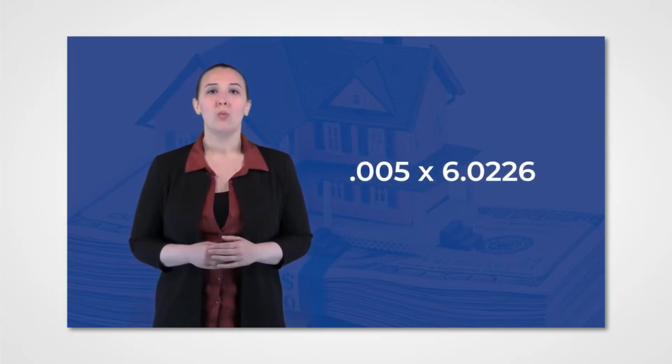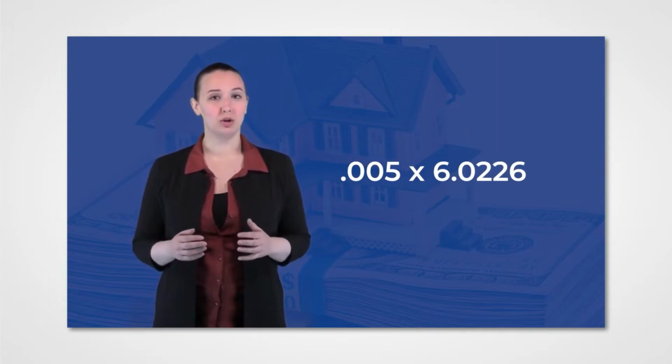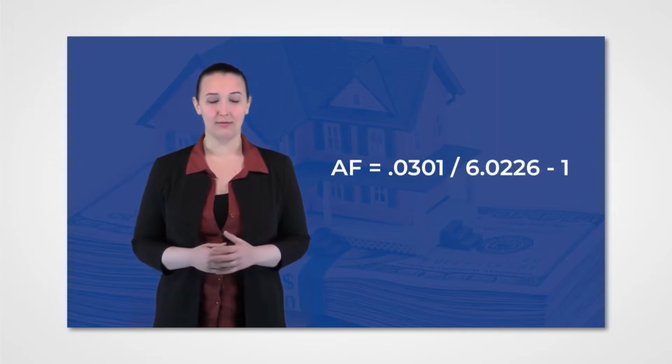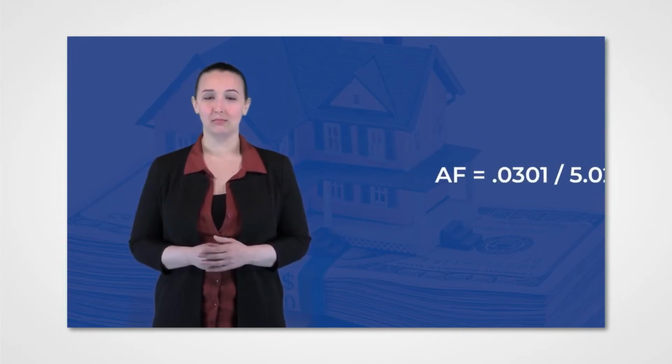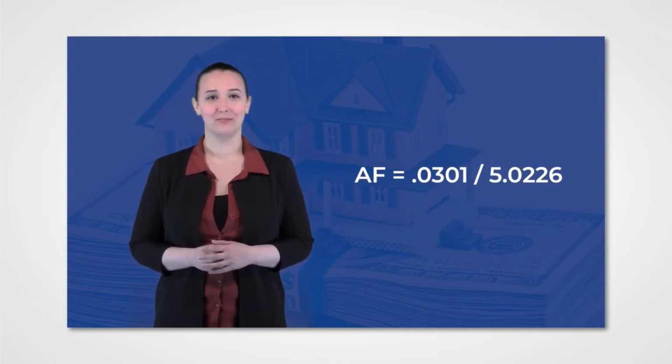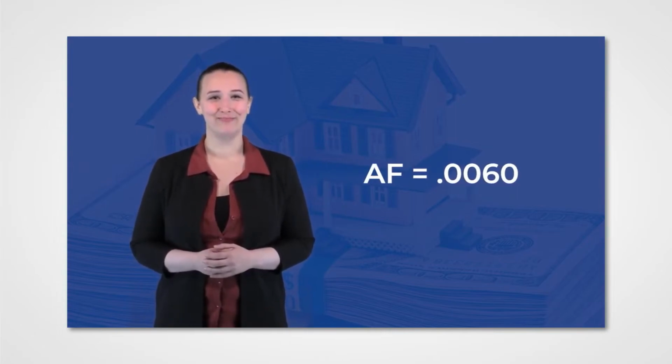Next, we'll focus on the left side of the division sign. We need to multiply the monthly interest rate by 6.0226, so we have... Then we'll move to the other side of the division sign and subtract 1 from 6.0226. We should get the following. And finally, let's divide 0.0301 by 5.0226. The result should look like this.